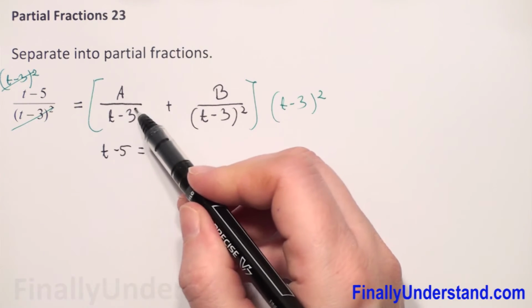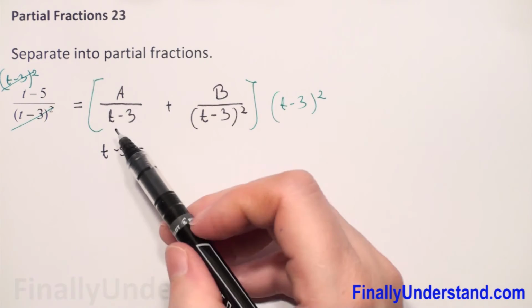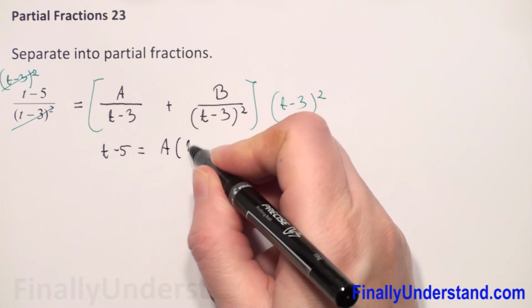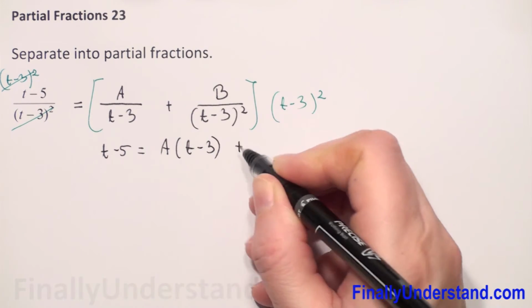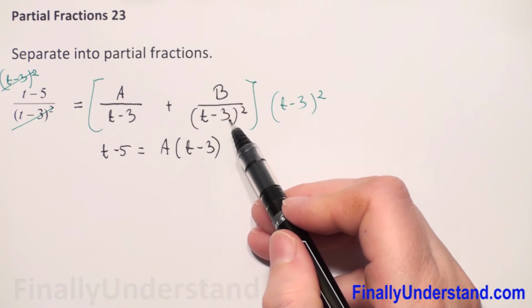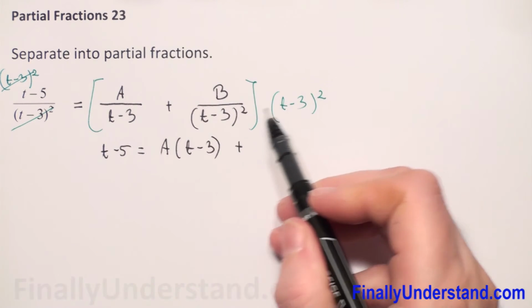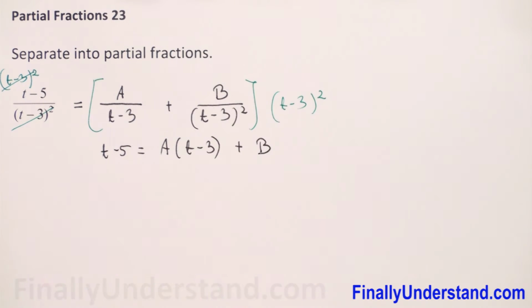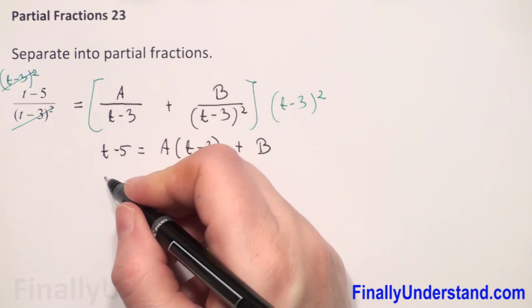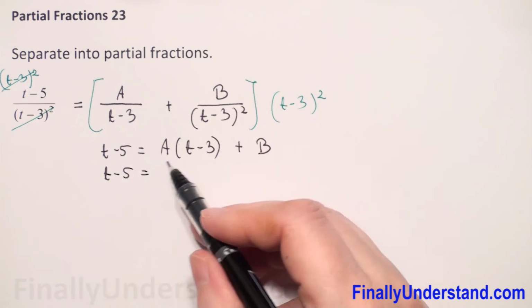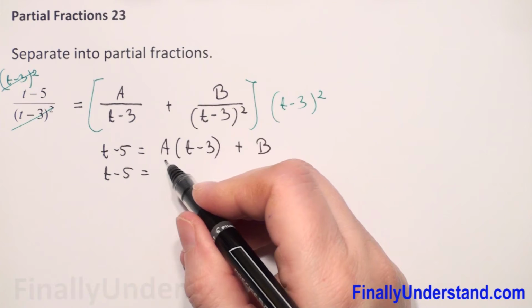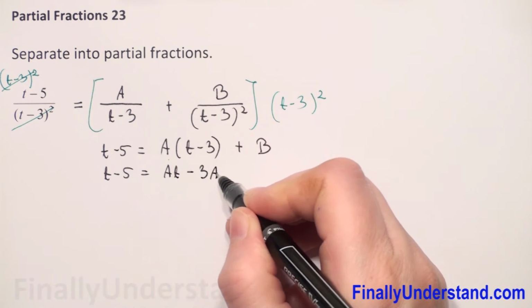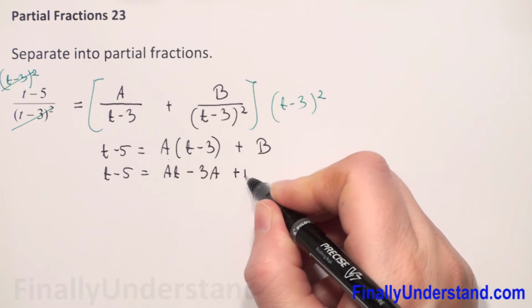When we multiply the first fraction by t minus 3 squared, t minus 3 will reduce with the square, and we will have only A times t minus 3, plus, and when we multiply the second fraction by t minus 3 squared, the whole denominator will reduce, and we will have only B. So now the left side we copy, and we do the multiplication. A times t is At, A times negative 3 is negative 3A, and we have plus B.